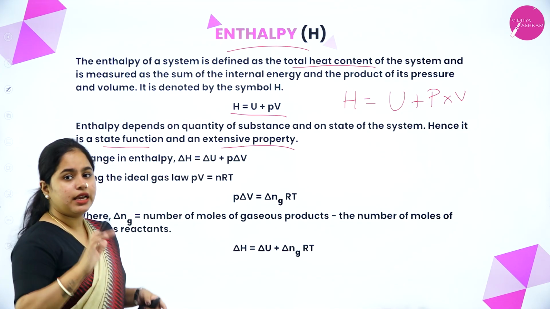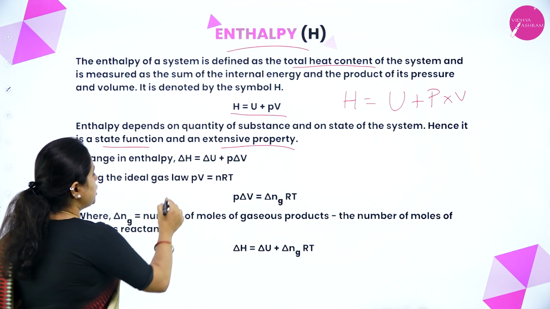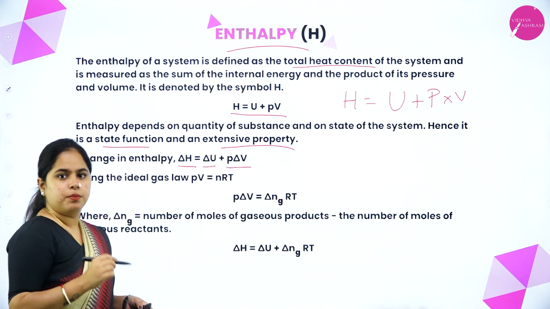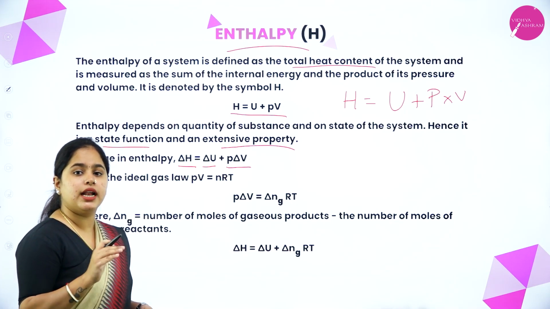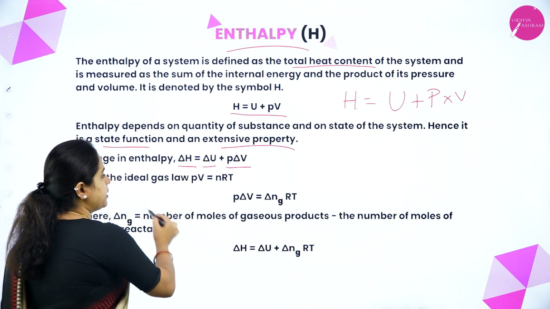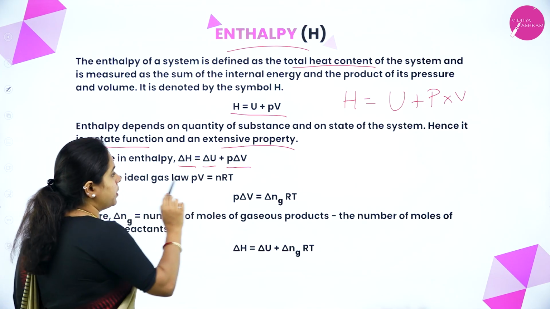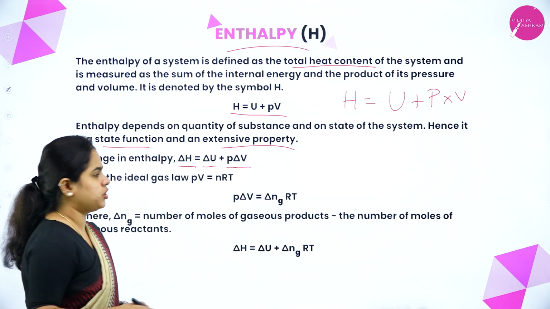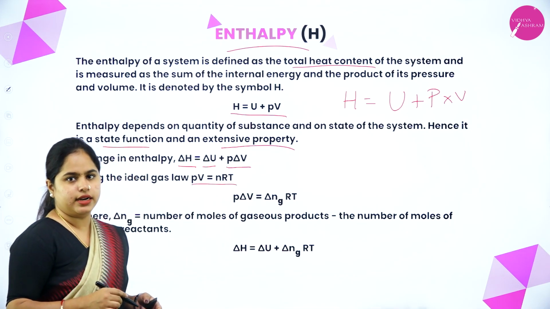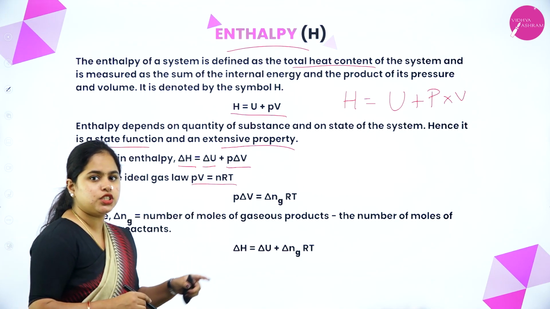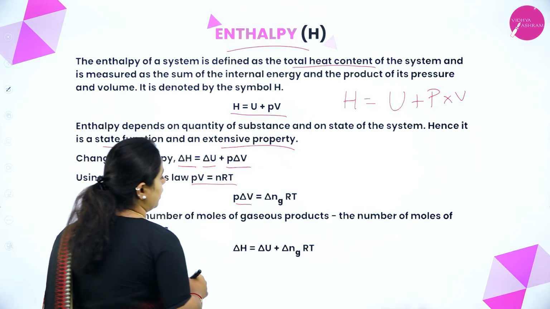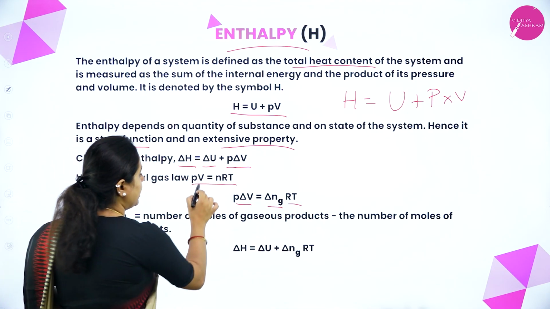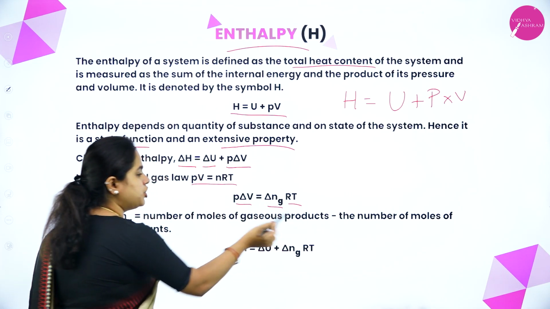So, the same equation, if I am writing in terms of change, okay, change in enthalpy, delta H will be equal to delta U plus P delta V. Delta H is equal to delta U plus P delta V. That is, change in enthalpy is equal to change in internal energy plus pressure into change in volume. So, we have already studied the ideal gas equation, that is PV is equal to nRT. Okay. So, in terms of change in volume, how do we write? It can be P delta V is equal to delta Ng RT.